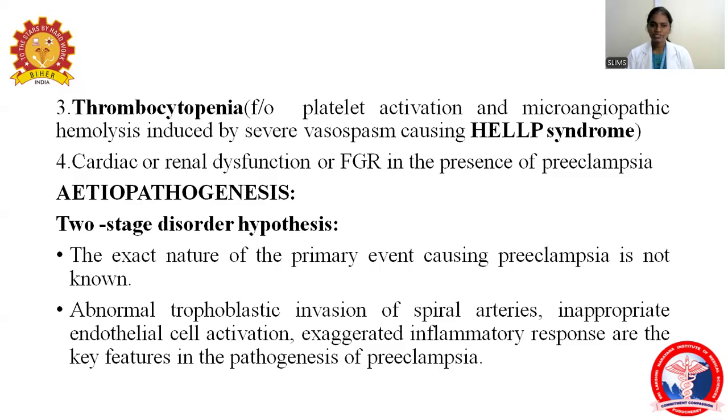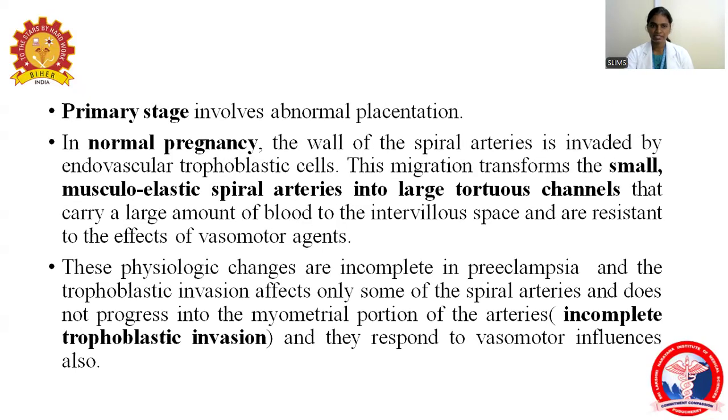Coming to the etiopathogenesis part, we have the 2-stage disorder hypothesis. The exact nature of the primary event causing preeclampsia is not known. Abnormal trophoblastic invasion of spiral arterioles and inappropriate endothelial cell activation associated with an exaggerated inflammatory response are the key features in the pathogenesis of preeclampsia. This trophoblastic invasion takes place in 2 stages. The primary stage involves abnormal placentation.